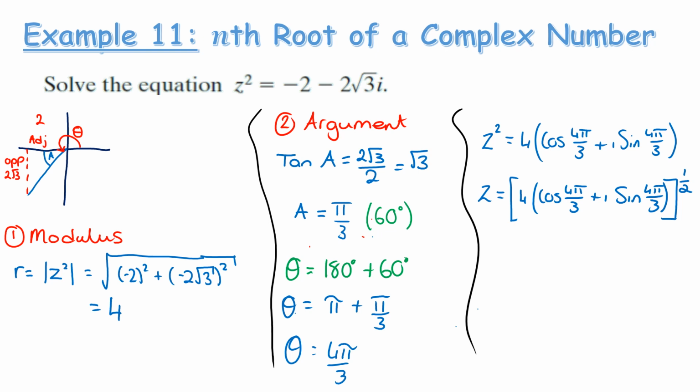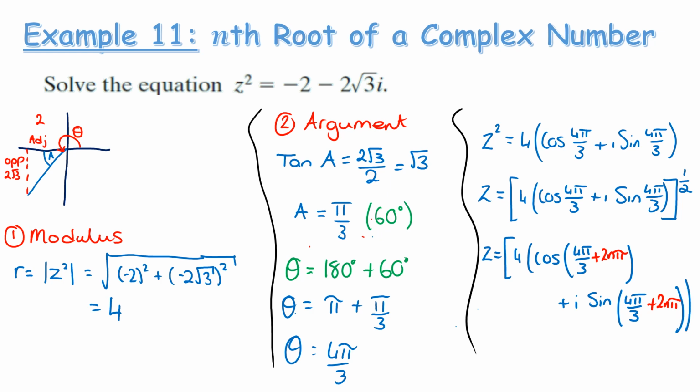To do that, I'm going to put in my rotations. So it's going to be cos of 4 pi over 3 plus 2n pi, plus I sine 4 pi over 3 plus 2n pi, and we're still talking about this all to the power of a half.